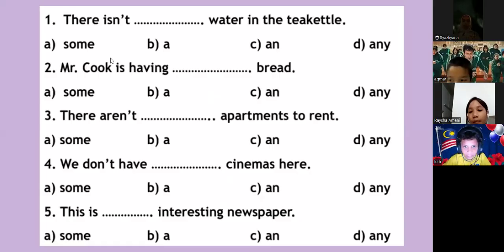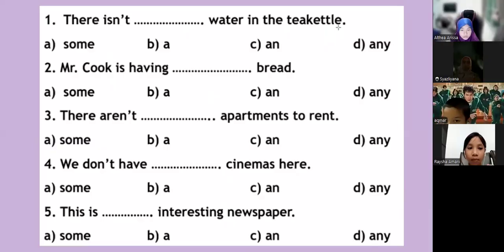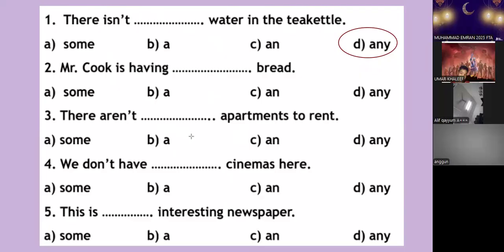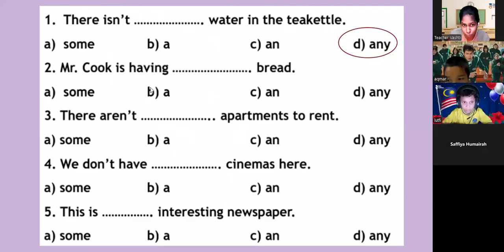There isn't any water in the kettles. Tea kettle. Very good. Good job, Lutfi. Correct answer is any because it's negative. Akmal, number 2. Mr. Cook is having a bread. A bread.